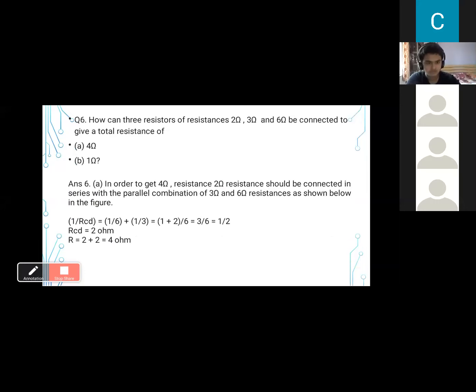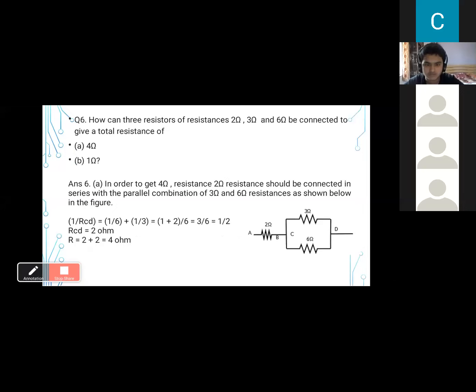If I connect all the three in parallel, I'll get less. I want 4 ohms. So I'll connect 3 and 6 in parallel and 2 in series with them. 3 and 6 in parallel gives 2 ohms, and 2 plus 2 gives 4 ohms. So this is the way I'll combine.